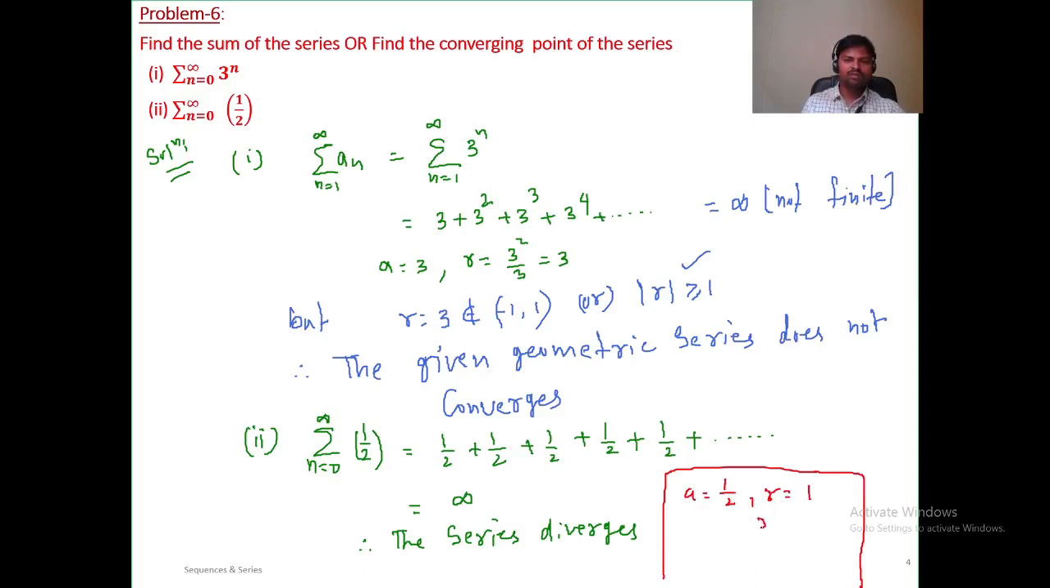And R is equal to 1 is not satisfying this condition, right? R should be from minus 1 to plus 1. Then only the series converges. Otherwise, the series diverges. So therefore, the series diverges. By using the geometric series also, you can conclude. R is equal to 1 is not satisfying that condition. It is satisfying the condition modulus of R is more than or equal to 1. The second condition is satisfying. Therefore, the series diverges by geometric series.